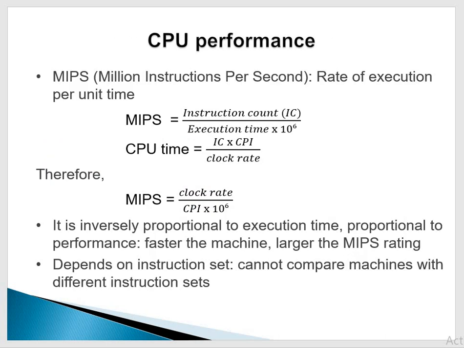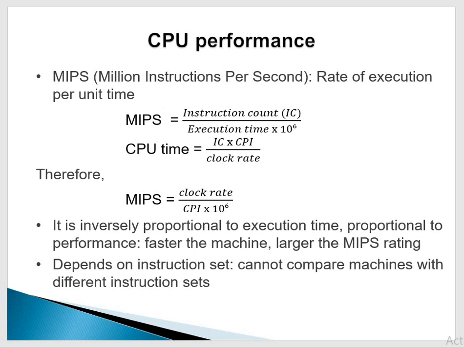Next, performance can also be evaluated in terms of MIPS. This is another unit used to evaluate performance, and it is called million instructions per second. It gives us an idea about the rate of execution per unit time, meaning how many million instructions a processor will execute in 1 second. MIPS can be calculated from the instruction count, the total number of instructions, upon the execution time into 10 raised to power 6. Here the 10 raised to power 6 is to convert it into million instructions per second.